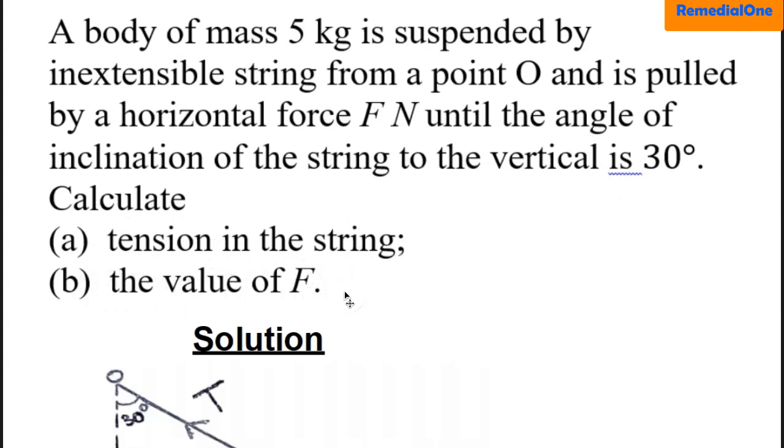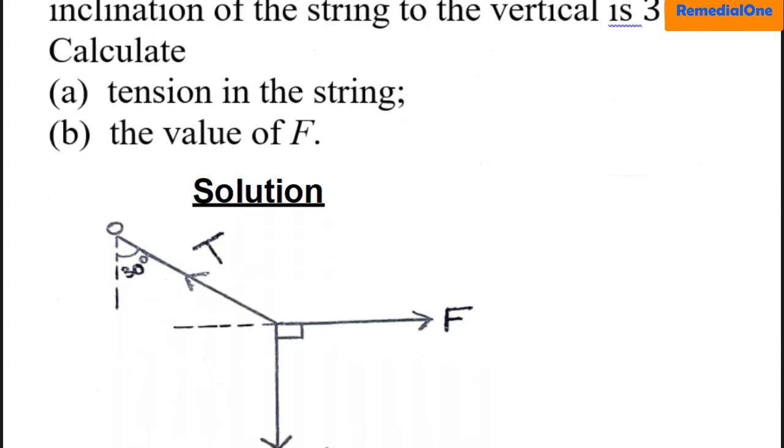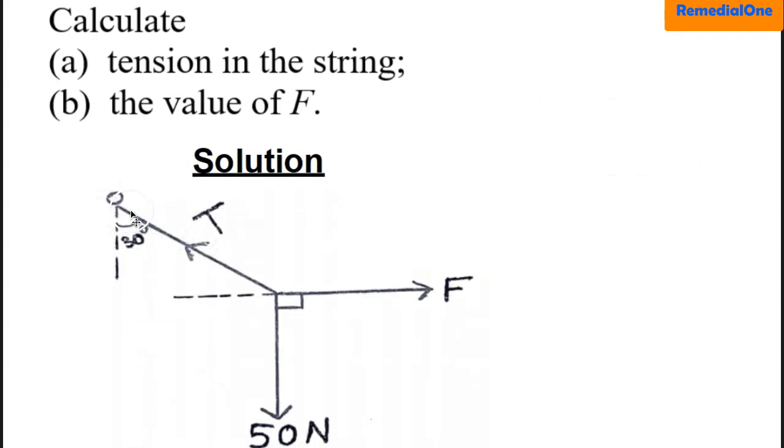One thing about this type of question is, if you have to draw the diagram, you need to draw. So let's look at how the diagram is drawn. A body of mass 5 kg is suspended by an inextensible string at point O. So this is the point O, this is the string, and then there is the tension in the string, which is T. And the angle of inclination is to the vertical.